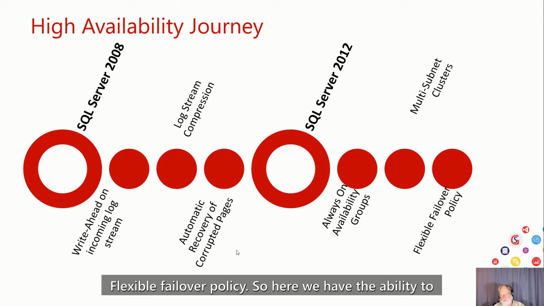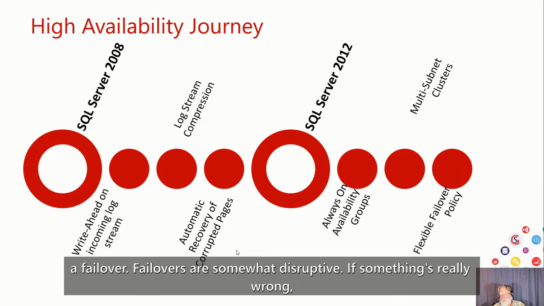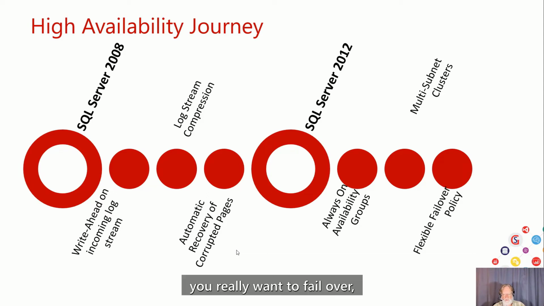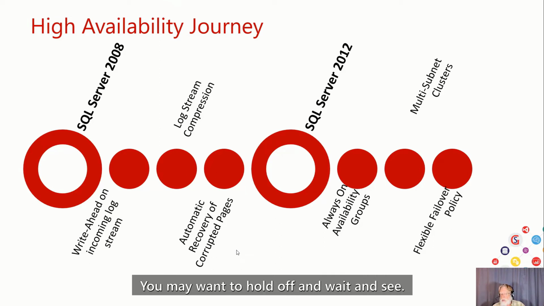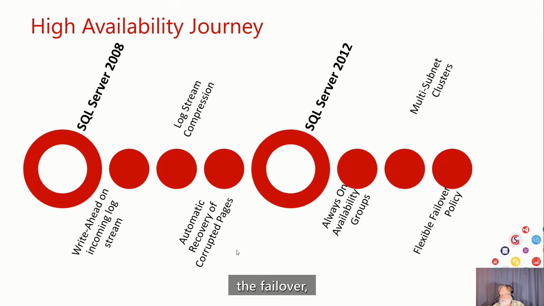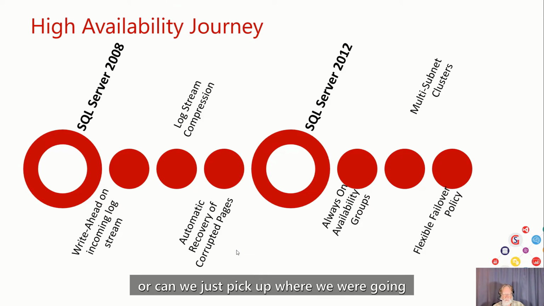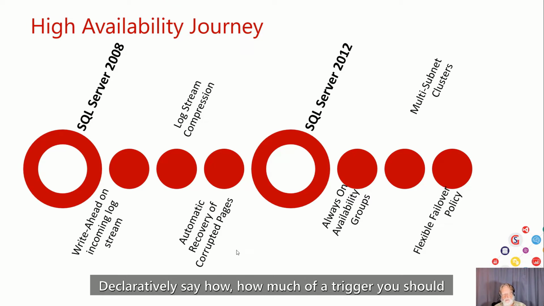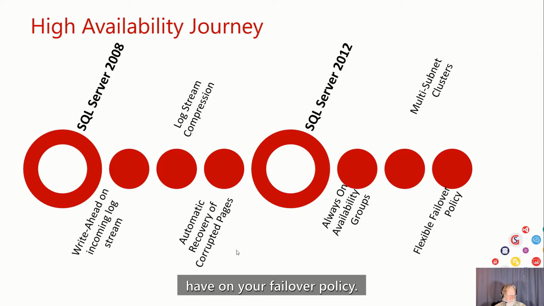Flexible failover policy. Here we have the ability to tune how much of a hair trigger we have for doing a failover. Failovers are somewhat disruptive. If something's really wrong, you really want to fail over. But if it's a temporary glitch, you may not want to do that failover. You may want to hold off and wait and see, is it really broken? Do I really need to do the failover, or can we just pick up where we were going without all that disruption? So now you can tune the failure level as part of the availability group configuration to declaratively say how much of a trigger you should have on your failover policy.